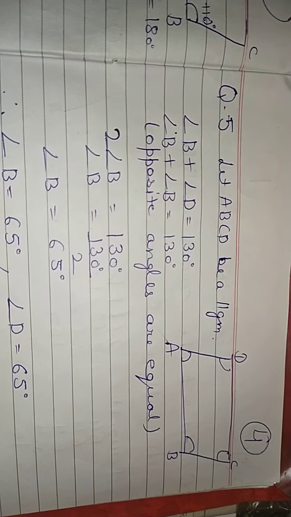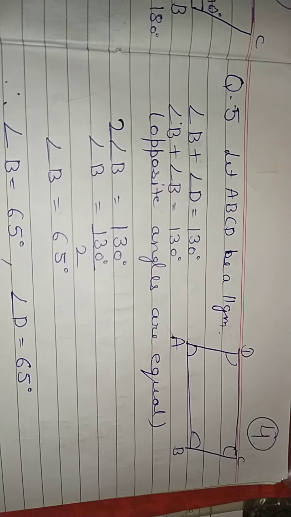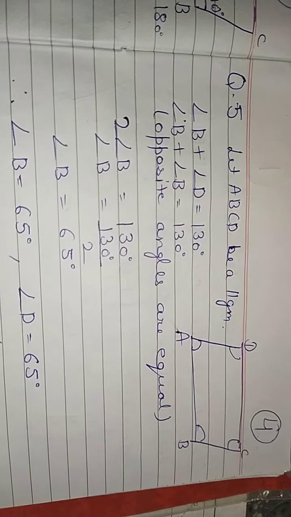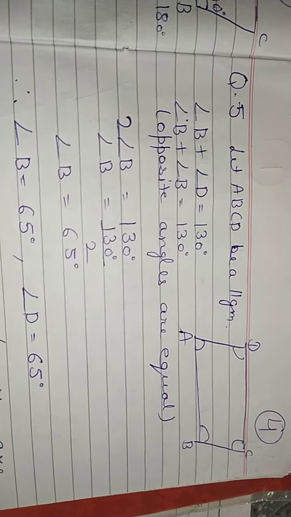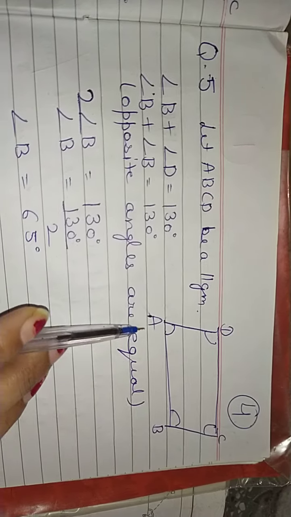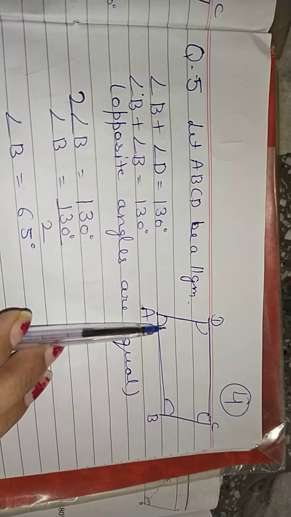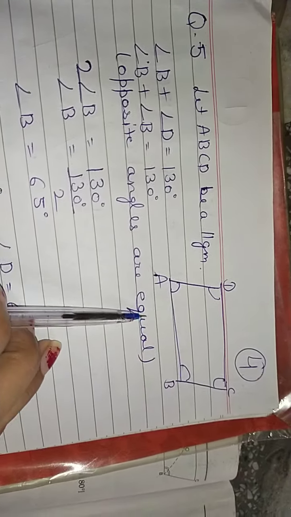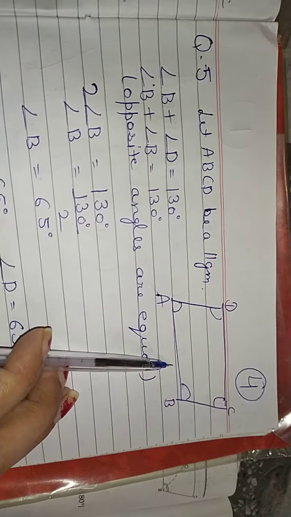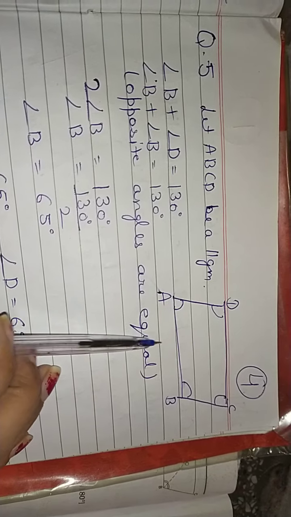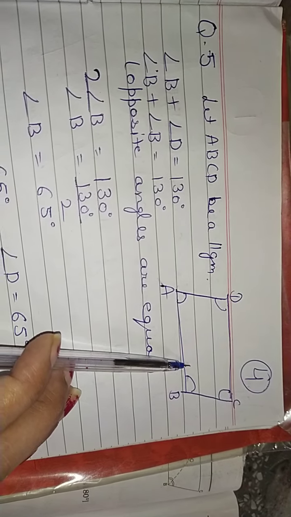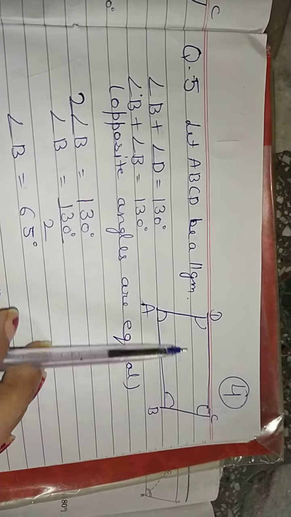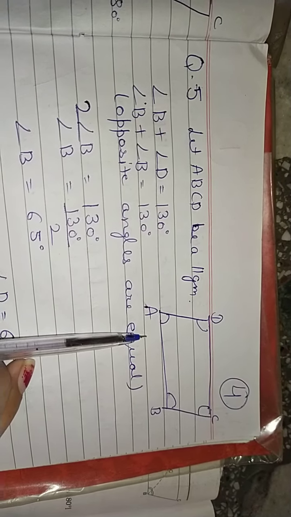The sum of two opposite angles of a parallelogram is 130 degree. Find out the measure of each of its angles. We are given that, suppose first we have drawn the parallelogram ABCD. We are given that the measure of two opposite angles is 130 degree. It means here we are taking the opposite angles, angle B and angle D. We are given that their sum is equals to 130 degree.